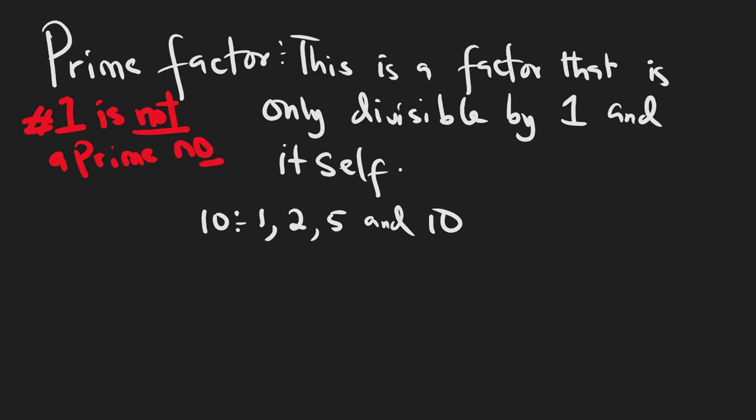So since 1 is not a prime number, what are the numbers that are divisible by only 1 and themselves among the factors of 10? We have 2 and we have 5. So these are the prime factors of 10, 2 and 5, because among the factors of 10, those numbers that are only divisible by 1 and themselves are 2 and 5. So we're going to use the prime factors to solve the highest common factors or the greatest common factors of a pair of numbers. So let's try it and see.